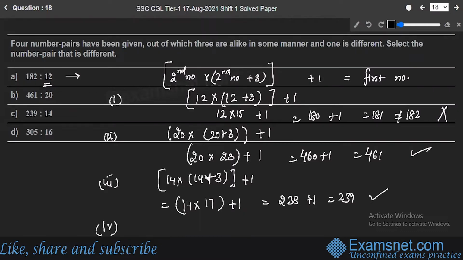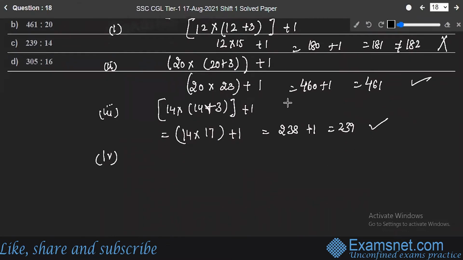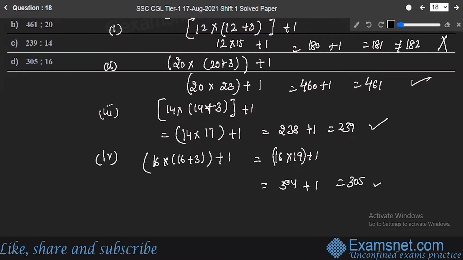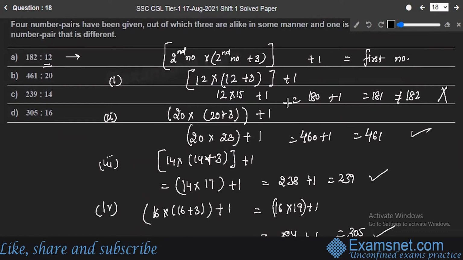Let's go with the fourth one. So you are having this 16 multiplied by 16 plus 3. The whole thing, 1 is added to it. So this becomes 16 into 19 plus 1. 16 into 19 is equal to 304. If I'm adding 1 to it, you get 305. So even this is the correct one. So only the first option was there, which was not following this logic. So this is the different one. This is the odd one out. Hence, option A is the correct answer to the question. Hope you are clear.